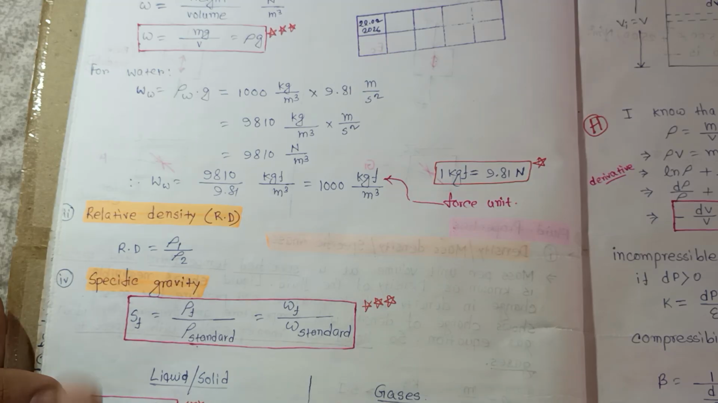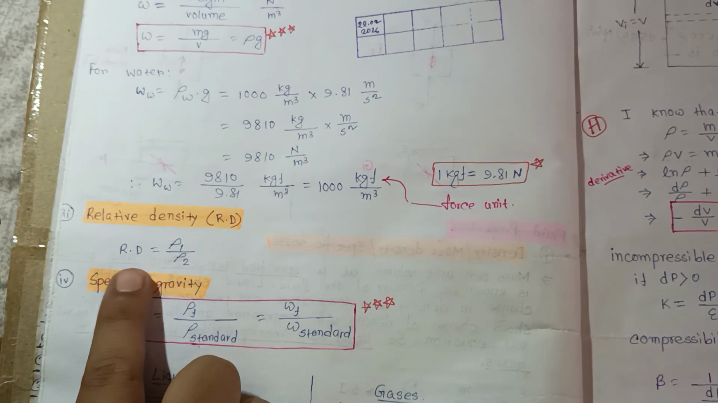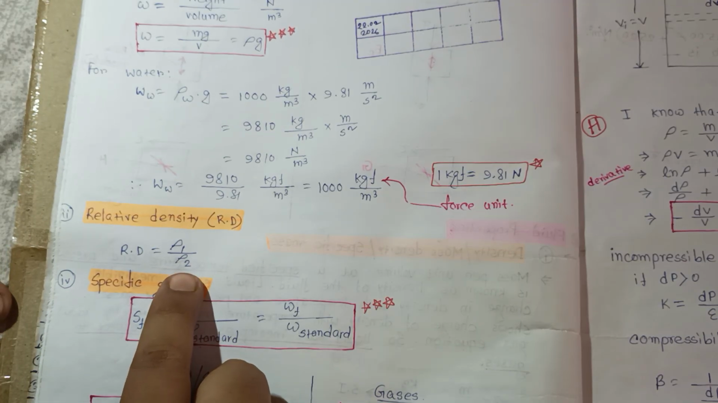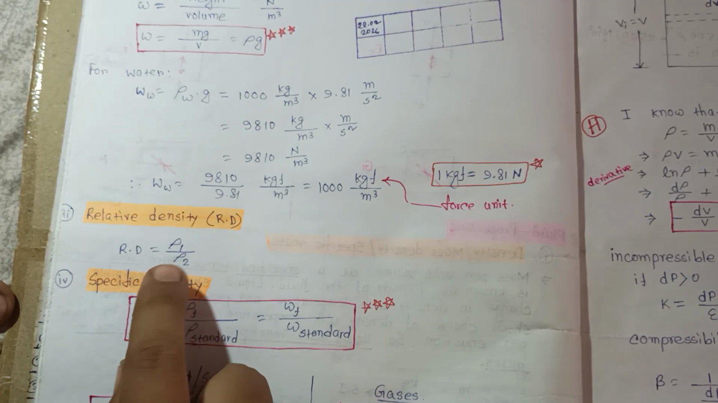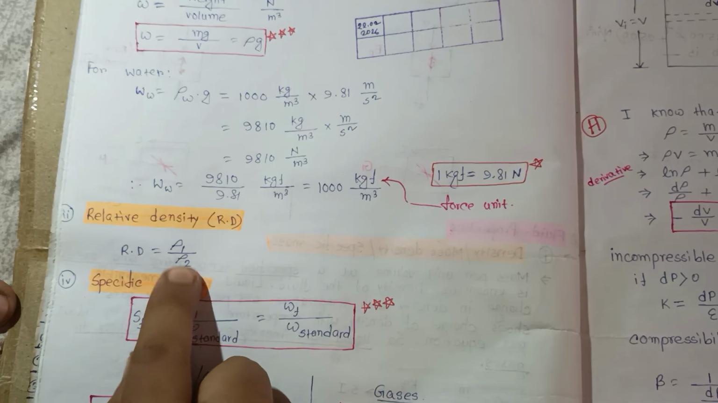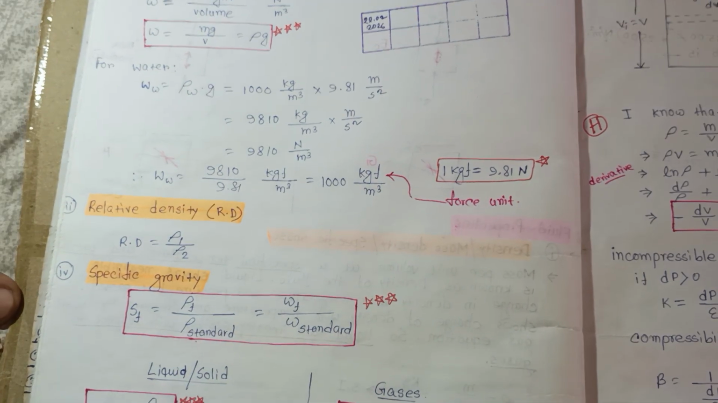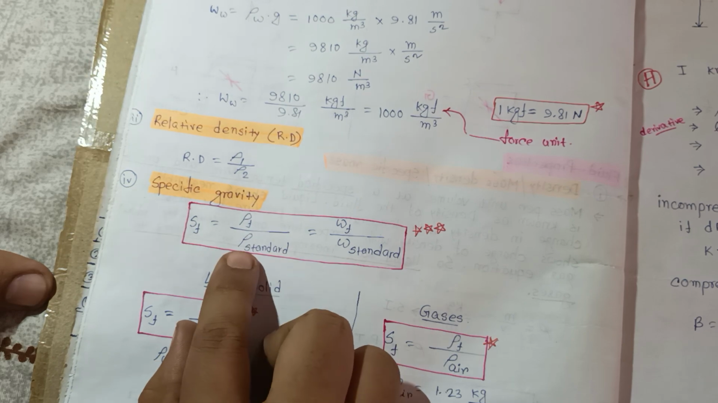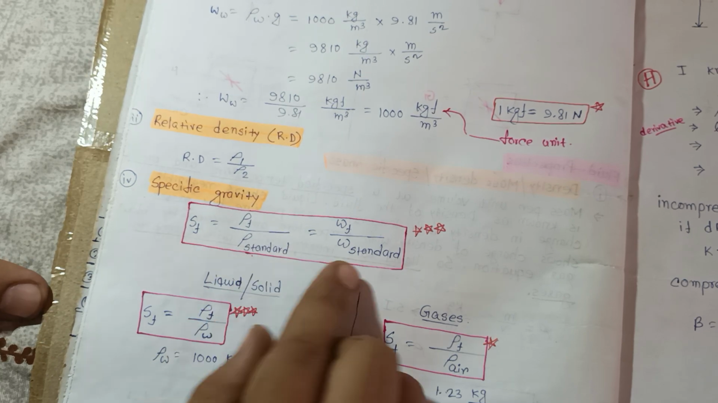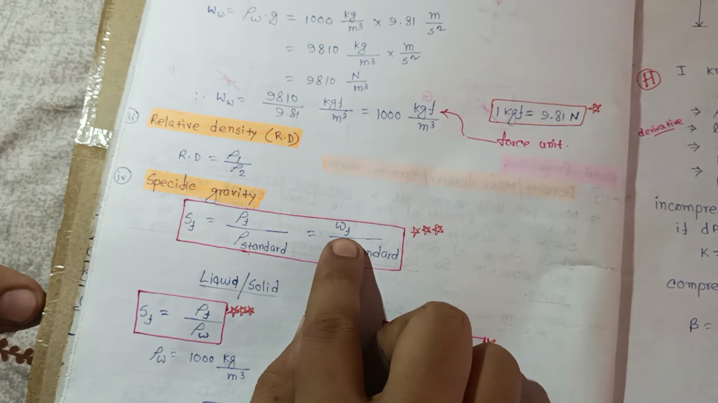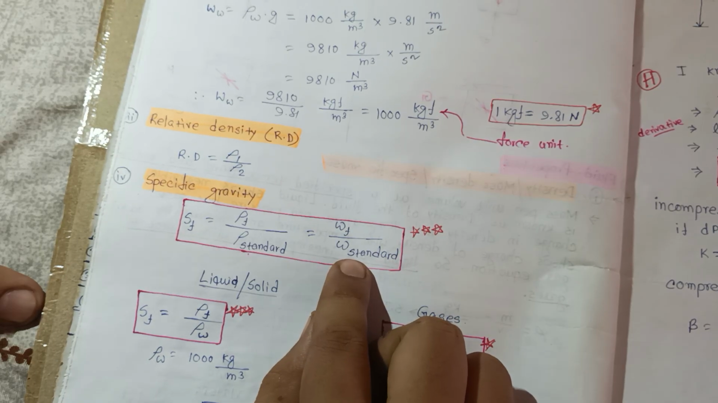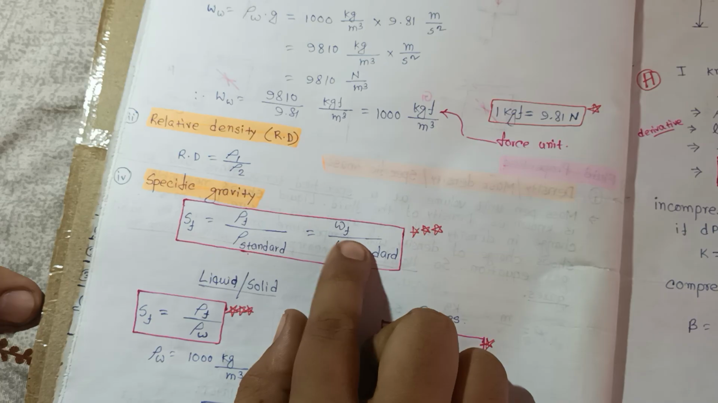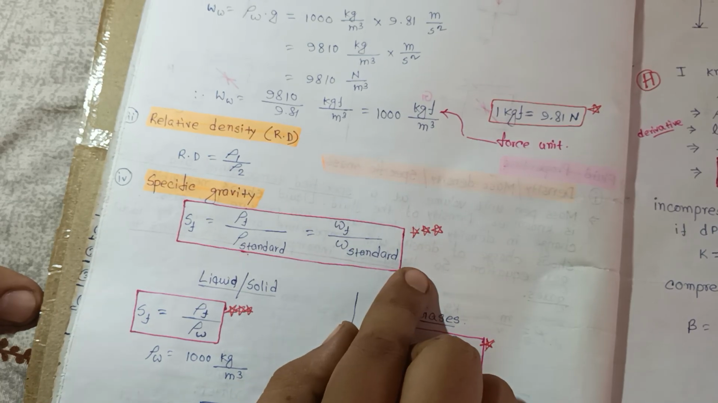Now relative density. Relative density, RD, is the ratio of density 1 by density 2. Specific weight is the ratio of the density of the fluid to the density of standard fluid, or you can say it is the specific weight of the fluid to the specific weight of the standard fluid. Omega is the specific weight.